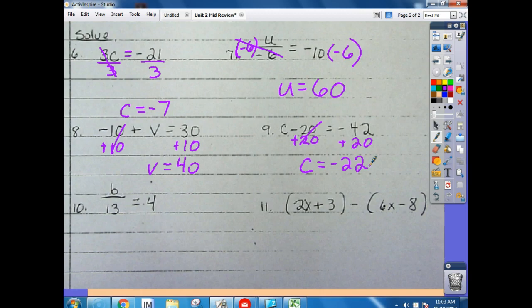In this problem, my variable is being divided by 13. The operation is to multiply times 13. These are going to cancel, leaving that variable by itself. 4 times 13. So let me see. Let me do 4 times 10 first. That's 40. And then 4 times 3 is 12. 40 and 12 will be 52.